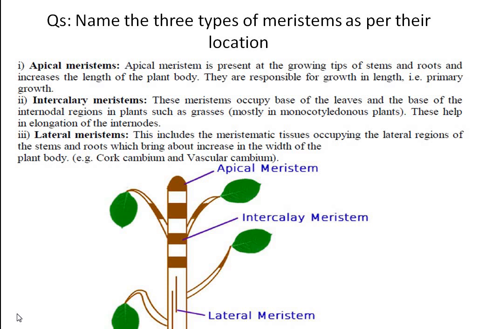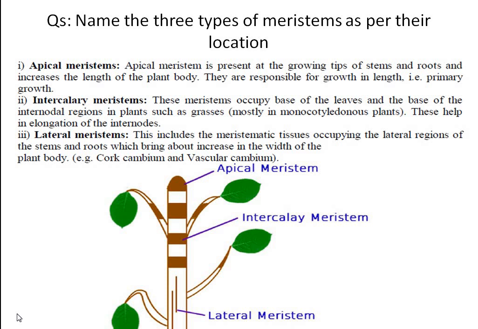So these three meristems, in the previous video we have seen that meristems are continuously dividing cells. They help the plant to increase their length and girth. So they have no particular shape. They contain full of cytoplasm and actively dividing. So this apical meristem is present at the growing tips of stem and root.